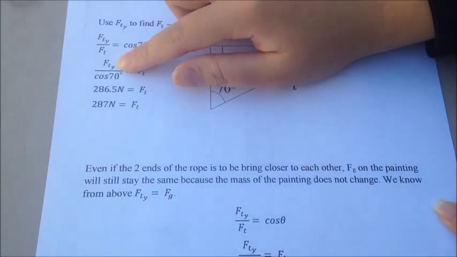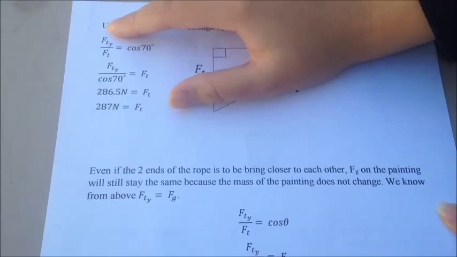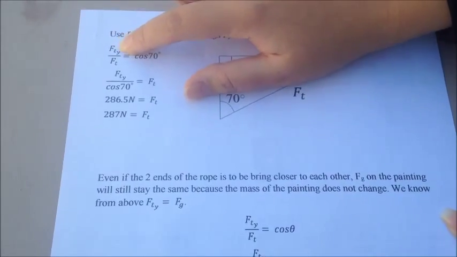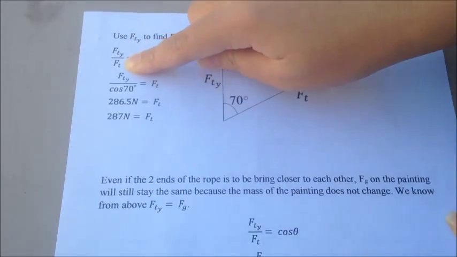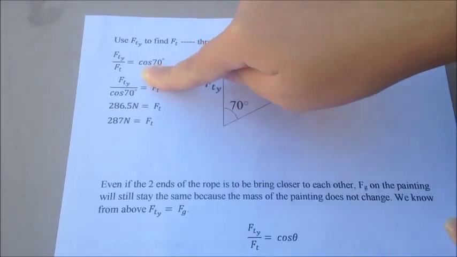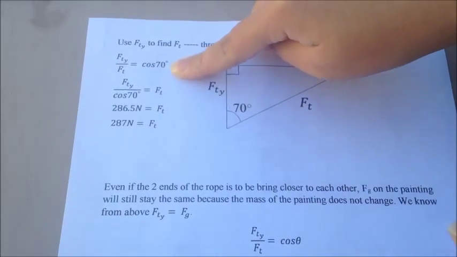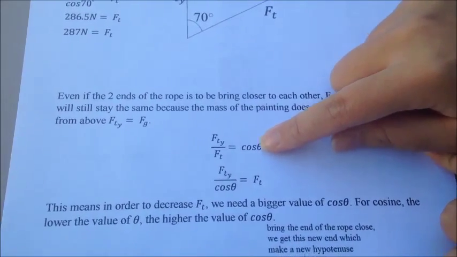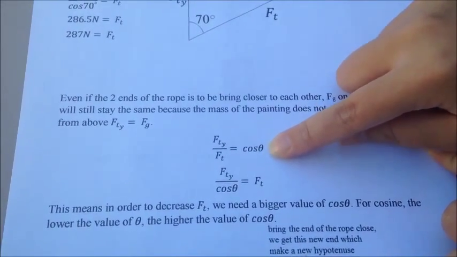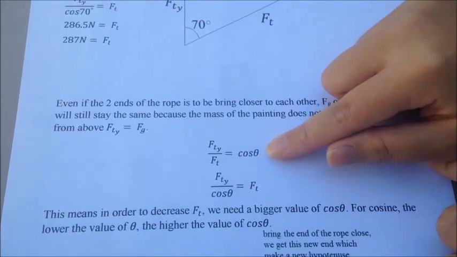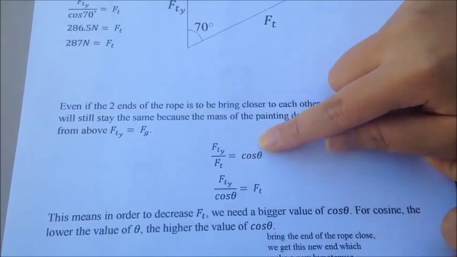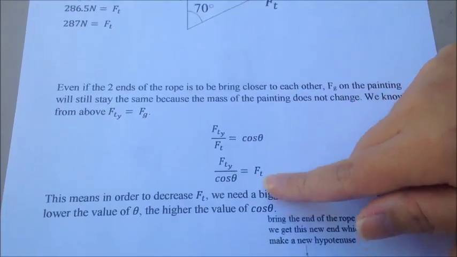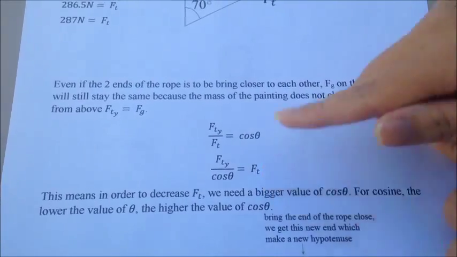To find F of T, F of Ty divided by F of T is equal to cosine of theta, which is 70 in this case. Here, if we change the value of theta, we have to make the whole value of cosine theta bigger in order to decrease the F of tension.